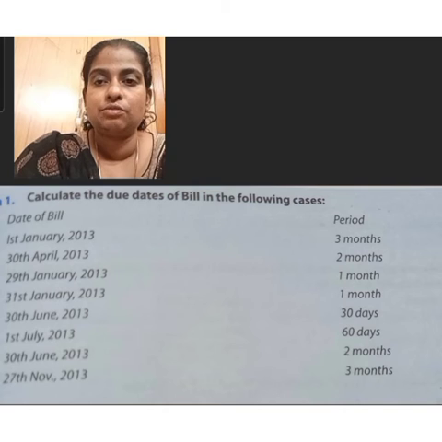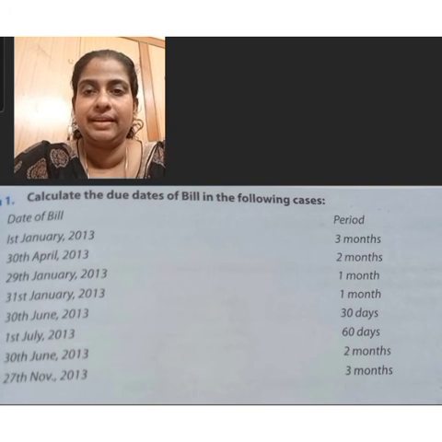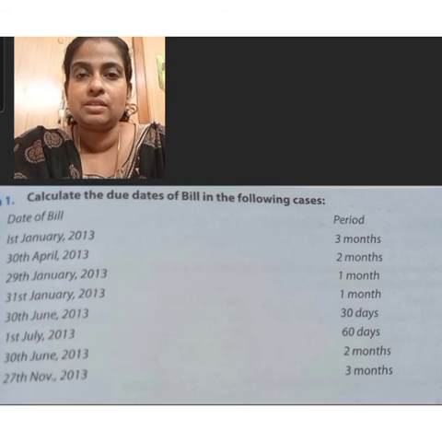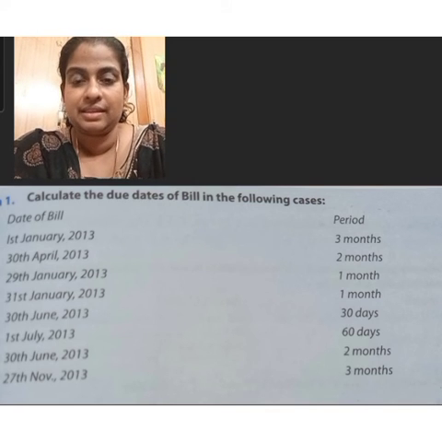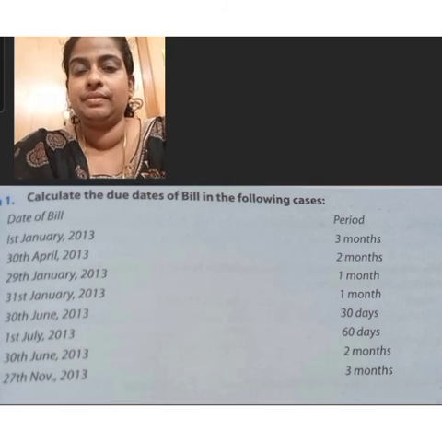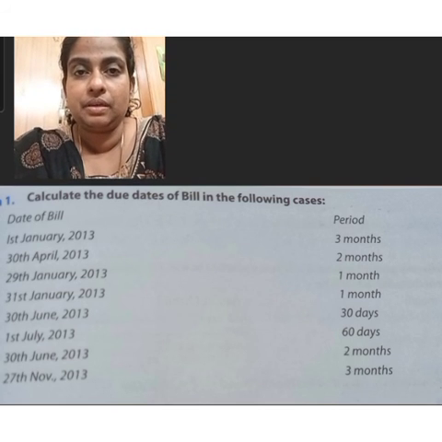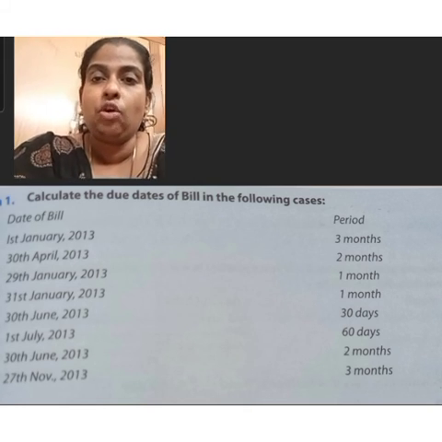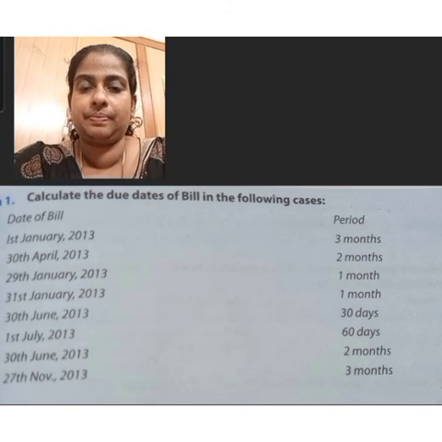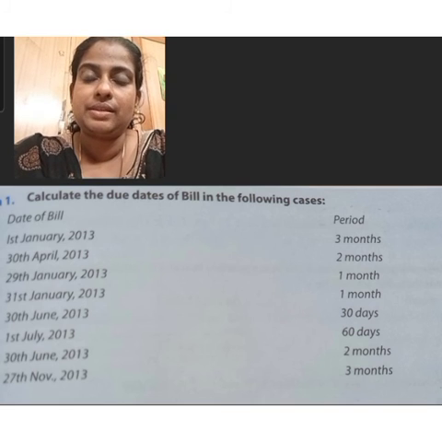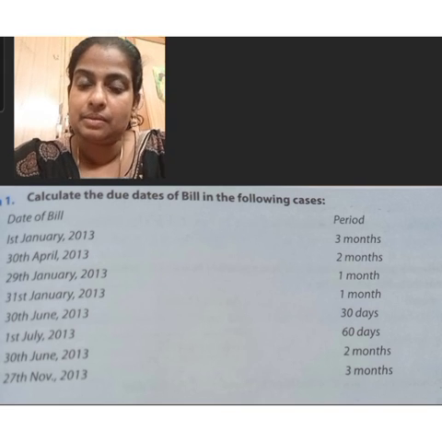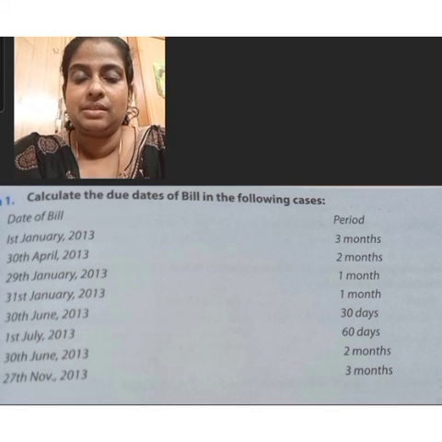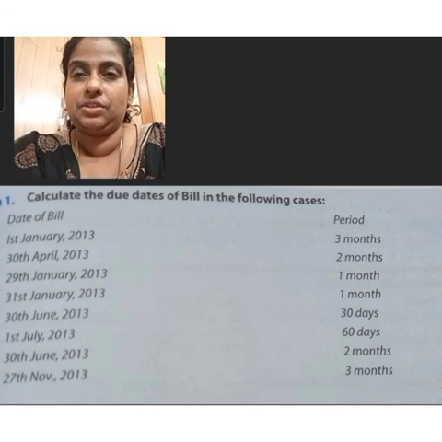Then another date is 1st July. The bill drawn for 60 days. From 1st July to 1st August, 1 month, then 1st August to 30th August, 2nd month. That is 60 days. Then add 3 days of grace. Then the due date will be 2nd September 2013. Then another date is November 27th for 3 months. So November 27th to December 27th, 1 month. December 27th to January 27th, 2nd month. Then January 27th to February 27th, 3rd month. Plus 3 days of grace. So March 2nd is the due date.